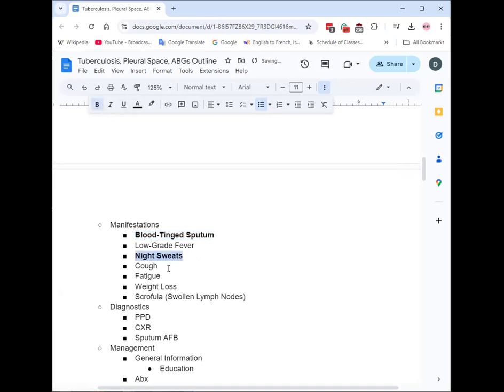But I would say this is important: the night sweats and coughing, of course, and the low grade fever as well. Probably the most important things. Probably also the fatigue. Probably the stuff that comes up the most.